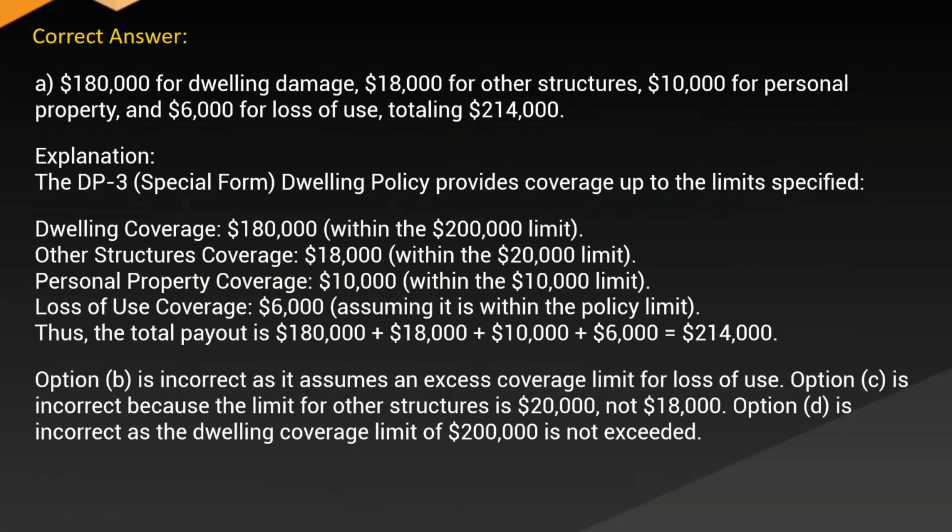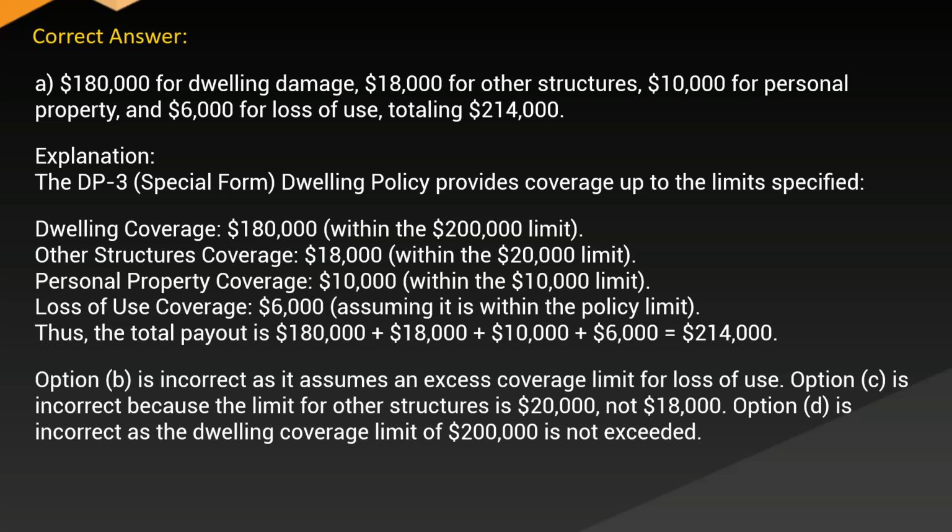Correct answer A. $180,000 for dwelling damage, $18,000 for other structures, $10,000 for personal property, and $6,000 for loss of use, totaling $214,000. Explanation. The DP3 Special Form Dwelling Policy provides coverage up to the limits specified. Dwelling coverage, $180,000 within the $200,000 limit.